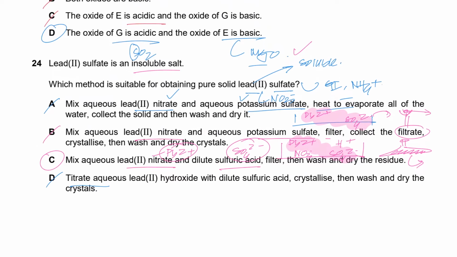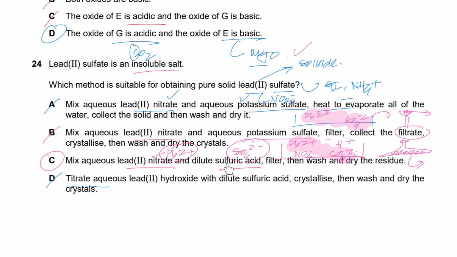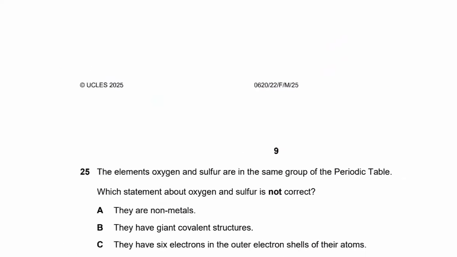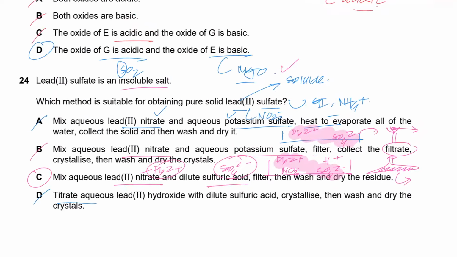So realize that normally we take 2 soluble salts, but even if all the other conditions are not being fulfilled, as long as you have a sulfate ion that could come into contact with the lead 2 plus ion, you can get the salt, right? Some of you may go for B, but the problem with B is that it's talking about the filtrate. We need to collect it as residue, not as filtrate.